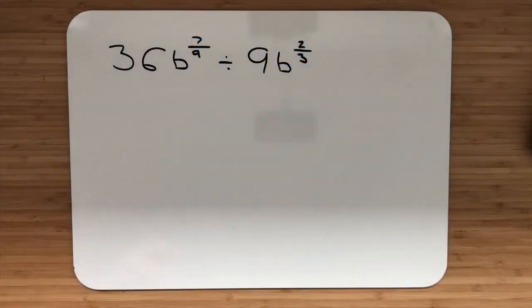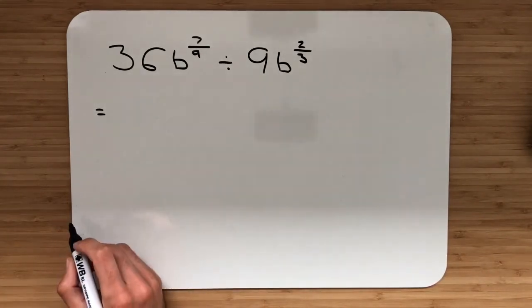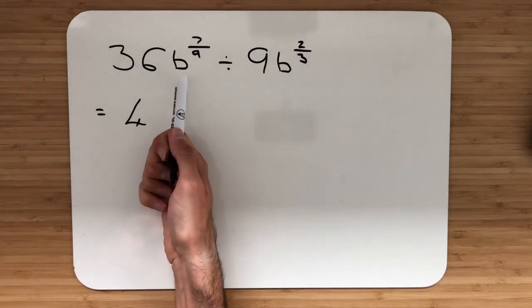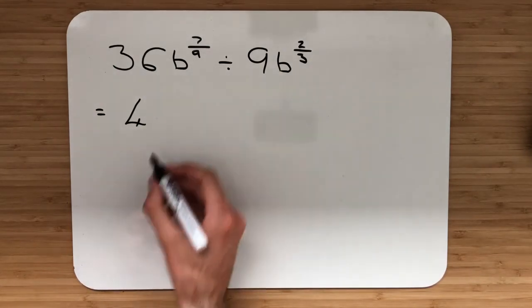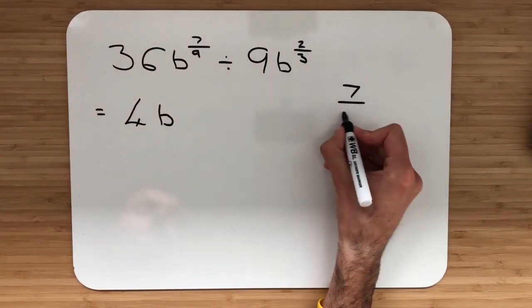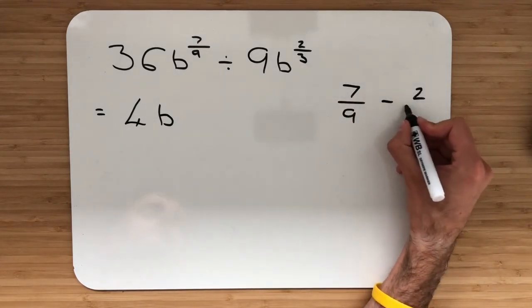In our final example, we have a division, so we just go through our normal rules. 36 divided by 9 leaves me 4. b to the 7/9 divided by b to the 2/3. So it's certainly going to have a b. Let's come to the side. 7/9, and because we're dividing, we subtract our powers. I'm going to subtract 2/3.